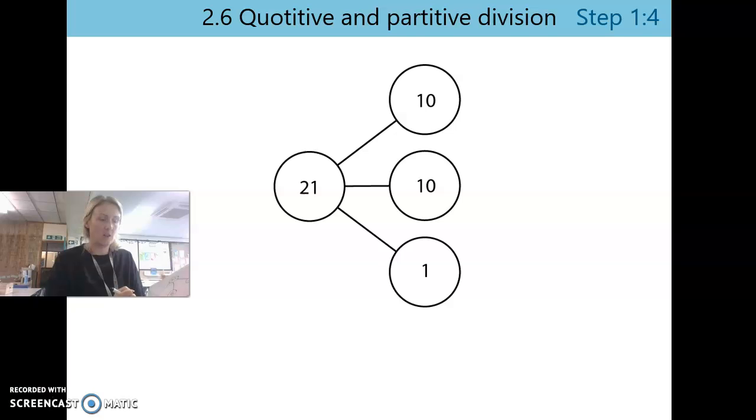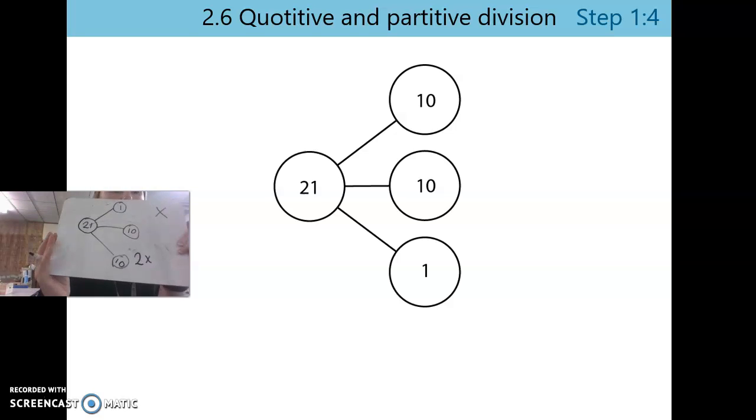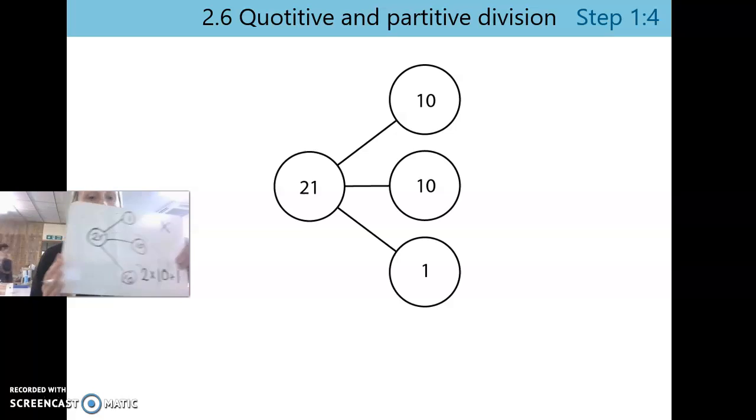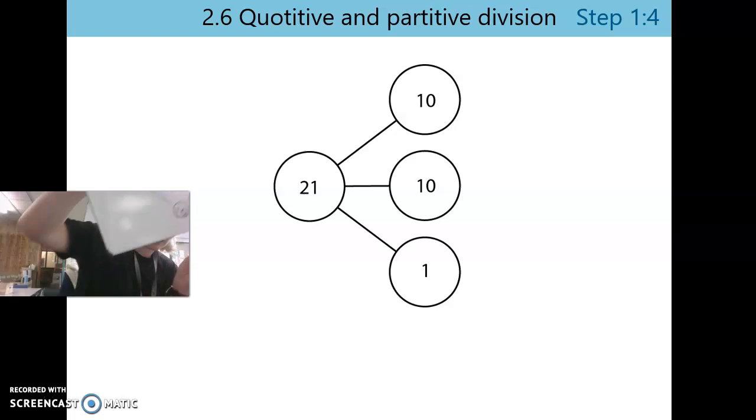Okay, right. So what I'm going to do now, I can see we've got three groups here. We've got three parts that are making our whole number. I can see we've got two groups of 10. So I might write here first 2 groups of, but I'm going to use the times symbol for that. 2 groups of 10 with a remainder of 1. Okay, so we've got 2 groups of 10 with a remainder of 1. Can you see that here?